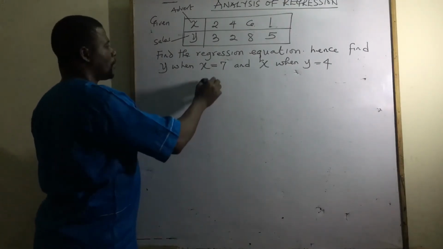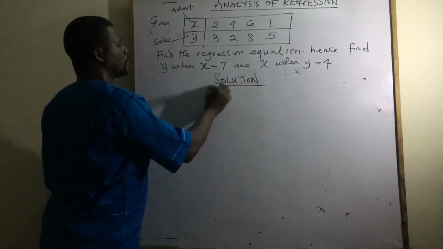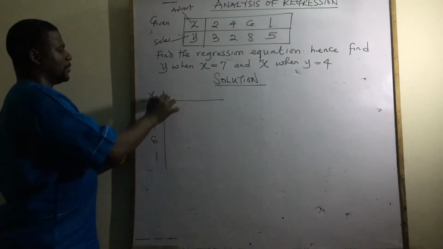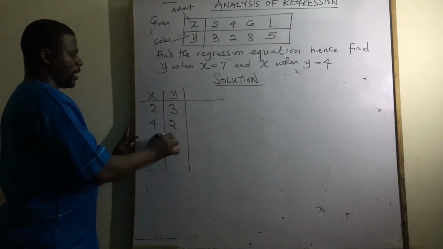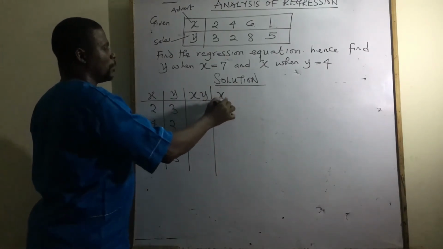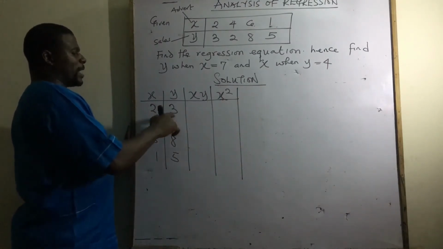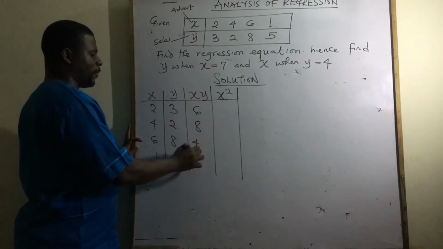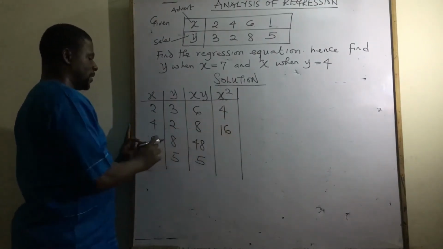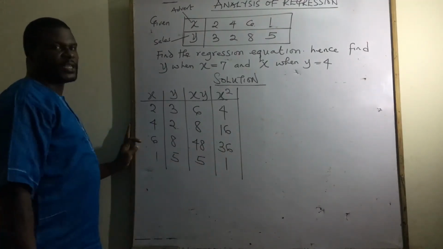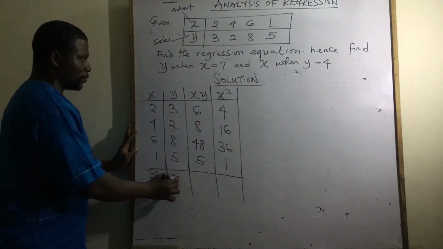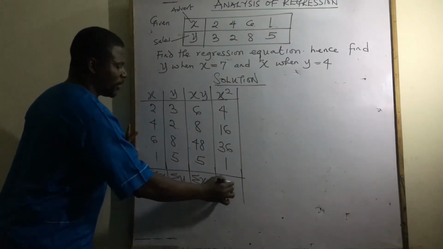Now how do you solve this question? Now solution. You have x, which are 2, 4, 6, 1, and y, which are 3, 2, 8, 5. Then you find xy and also x squared. So xy means you multiply: 2 times 3 is 6, 4 times 2 is 8, 6 times 8 is 48, 1 times 5 is 5. Then x squared means you square this x: 2 times 2 is 4, 4 times 4 is 16, 6 times 6 is 36, 1 times 1 is 1. The next thing, you will now add up all of this: summation x, summation y, summation xy, summation x squared.